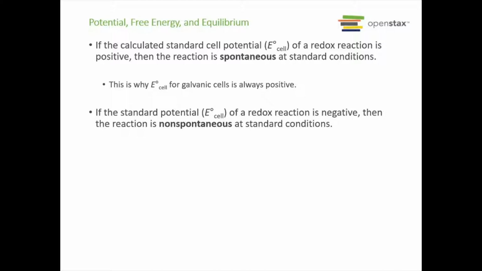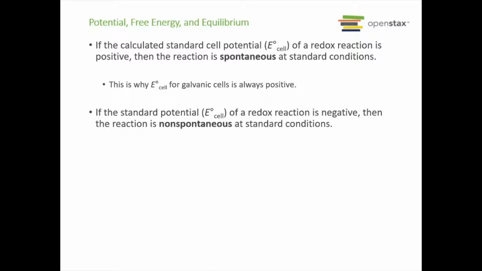So, like we talked about in the last section, if the standard cell potential of a redox reaction is positive, this reaction is spontaneous at standard conditions. So this is why the potential for your cell, for a galvanic cell, is always positive, because you're going from lower potential to higher potential in all of these. These are spontaneous processes. We're not adding any external factor to make them go in the reverse.